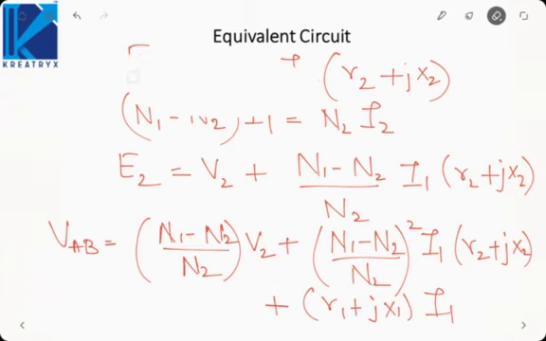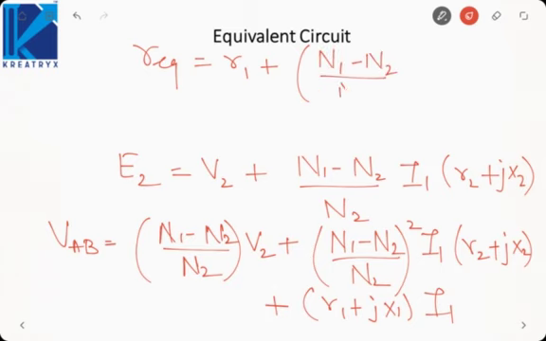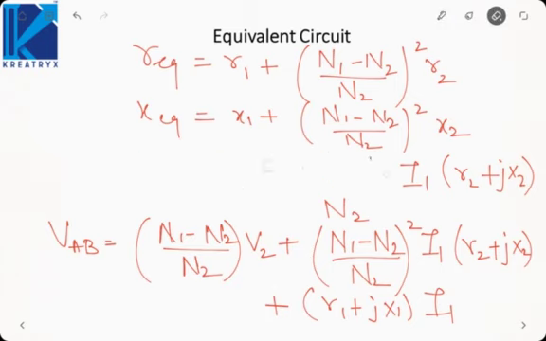Now if we take I1 common, what we get is R equivalent would become R1 plus N1 minus N2 by N2 whole square into R2, and X equivalent would become X1 plus N1 minus N2 by N2 whole square into X2. Similar to the two winding transformer but with a turns ratio N1 minus N2 is to N2. So that is how we transform the impedance from the secondary winding to the primary winding. So this is all about the auto transformer.